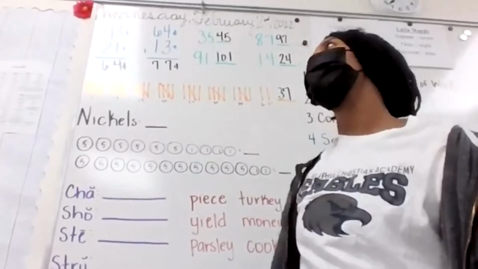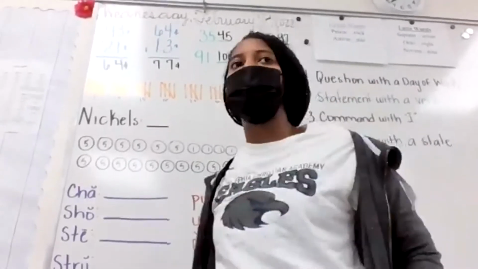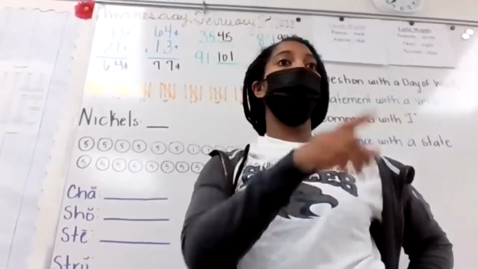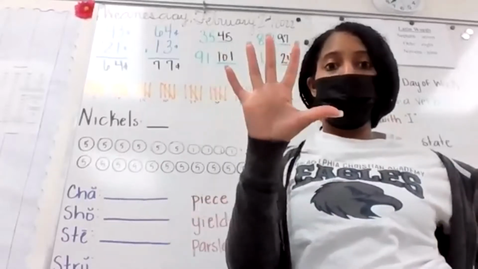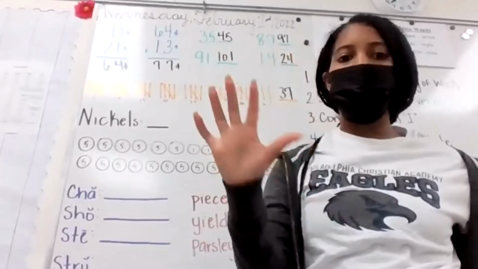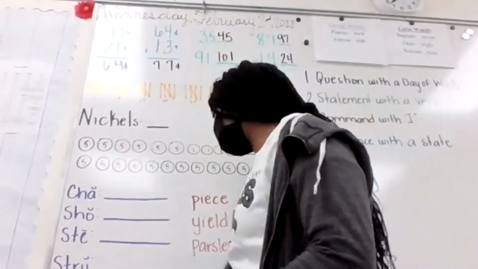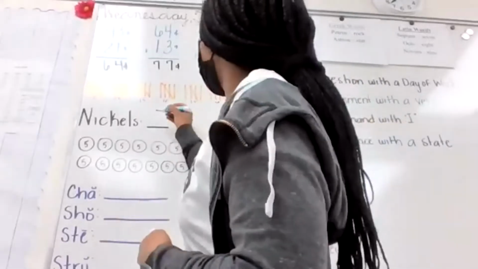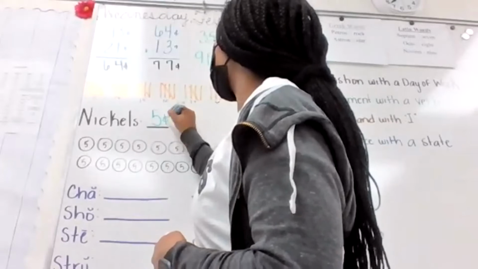So dimes are 10, pennies are 1. So how much would a nickel be worth? 5. A nickel is worth 5 cents. So when we have nickels, we count by 5.